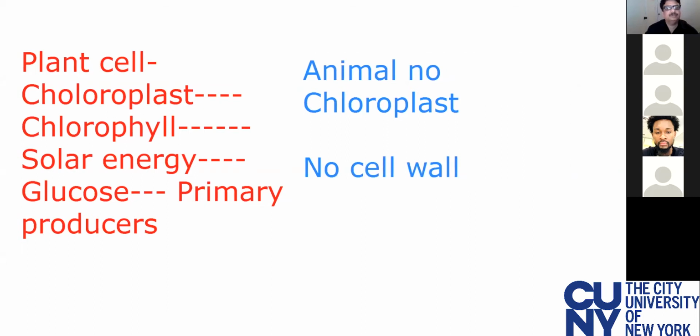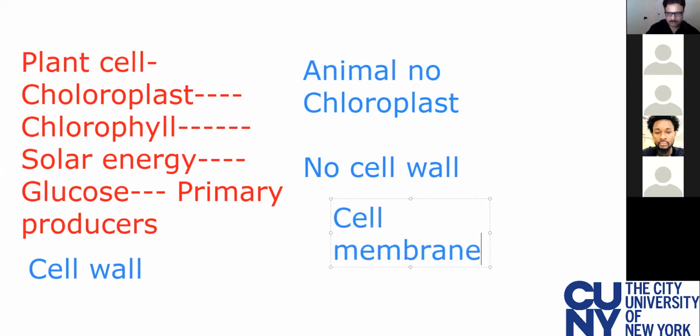And in plants, because plants are in direct touch with the environment, plant cells have a cell wall. Human cells don't have a cell wall. The only boundary a human cell has is called the cell membrane, and some books will call this cell membrane a plasma membrane.